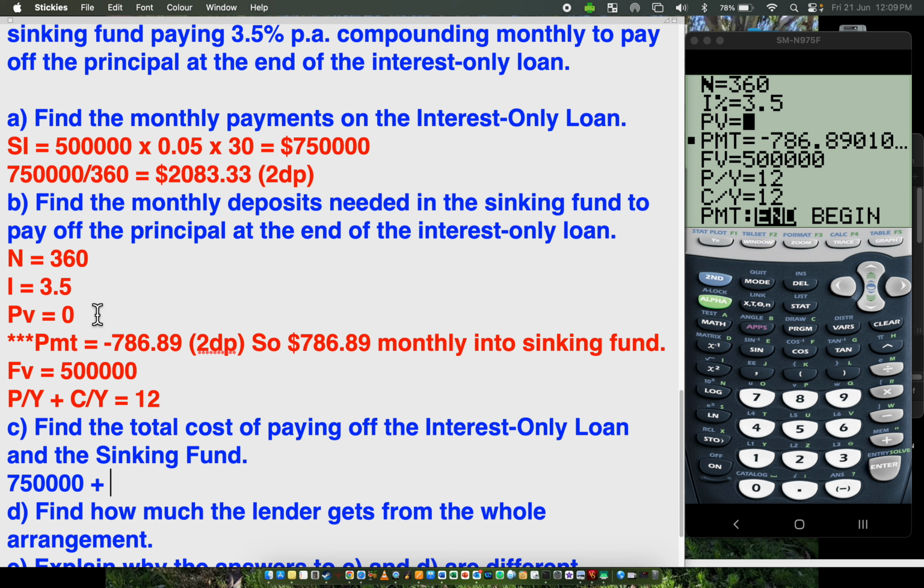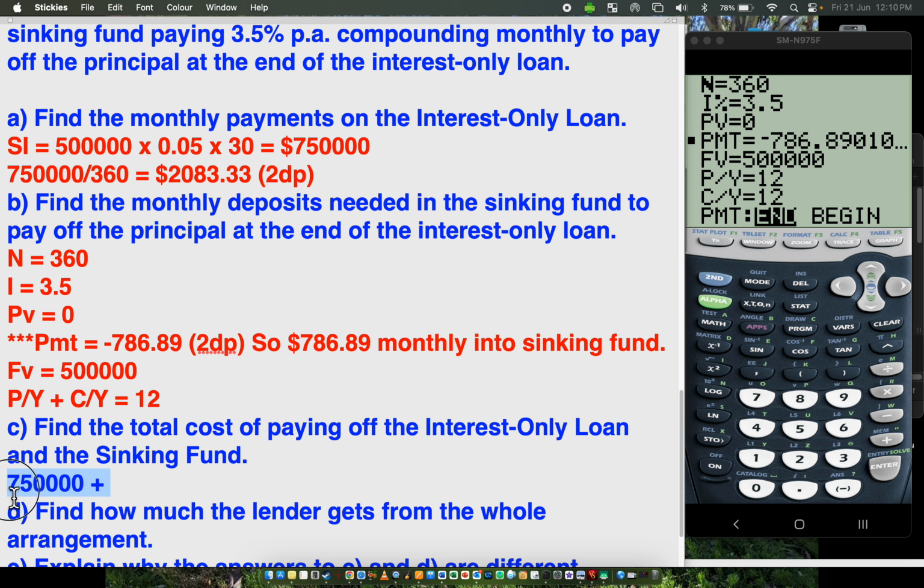plus what am I going to do to work out how much it costs me to get up to 500 grand? Is it going to cost me 500 grand to have 500 grand? Yeah. Or, not quite, because is the bank giving me interest here? So it's only going to cost me 360 payments of what? 786. Yes, and that's going to be less than 500 grand.